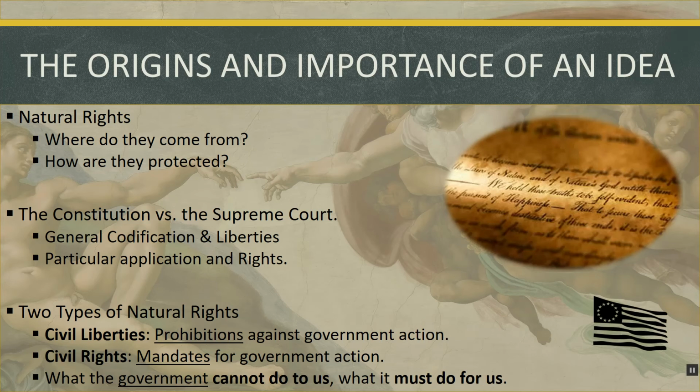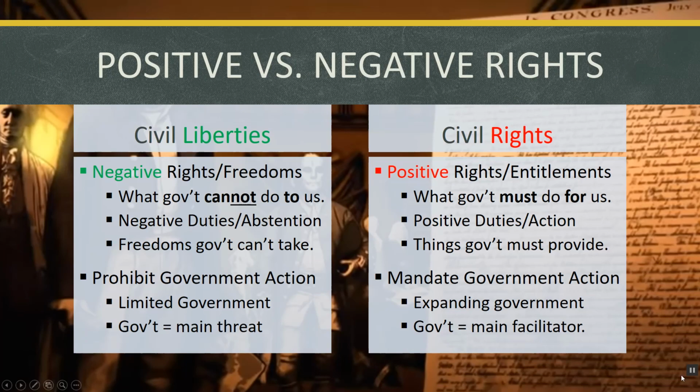If you can't afford an attorney, the government must give one to you. It must ensure that you receive the active good or service of legal counsel. So if civil liberties tell us what the government cannot do to us, civil rights tell us what it must do for us. If civil liberties are about freedom, civil rights are about equality. If civil liberties prohibit government action, civil rights mandate government action. If civil liberties limit the size of government, civil rights expand the size of government.